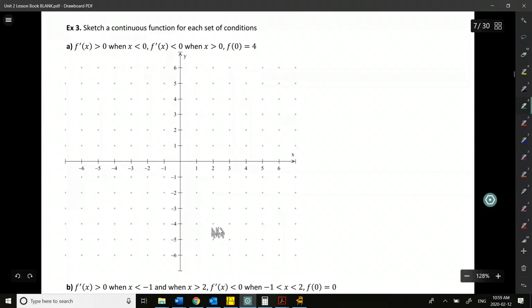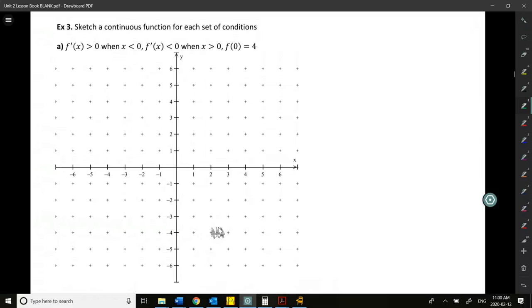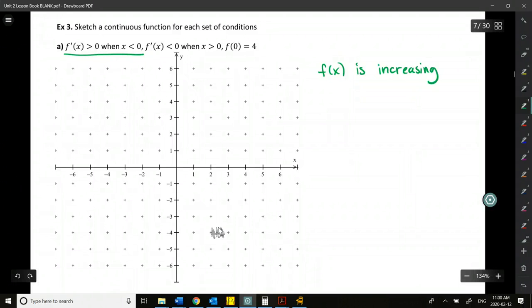So a couple more. We have some continuous functions. This tells us that f'(x) is greater than 0, or in other words, positive, when x is less than 0. So what does this tell me about f(x)? The first derivative is positive when x is less than 0, so does that mean f(x) is increasing or decreasing? Increasing. So f(x) is increasing from negative infinity to 0, or when x is less than 0.